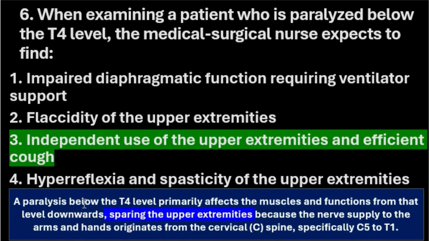A paralysis below the T4 level primarily affects the muscles and functions from that level downwards, sparing the upper extremity. So here most of the paralysis will be on the lower side, not the upper side, because the nerve supply to the arms and hands originates from the C spine, specifically C5 to T1. So here independent use of upper extremities and efficient cough can be seen because the impact is below T4 level.